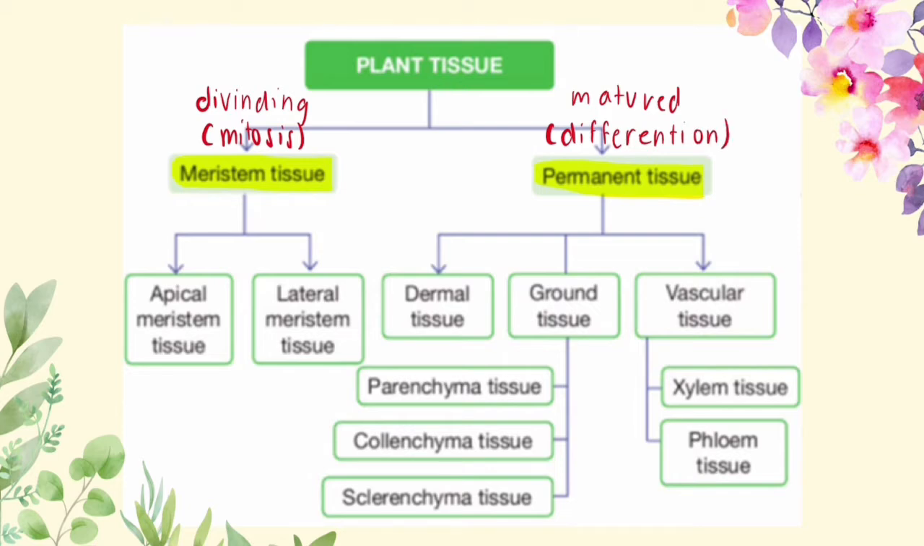For today's video, I will be talking about permanent tissues, but do not worry as I will be talking more about meristematic tissues in next week's video, so make sure to stay tuned for that. Now, for permanent tissues, we can classify them into dermal tissues, ground tissues and vascular tissues. First, let's take a look at the dermal tissues.